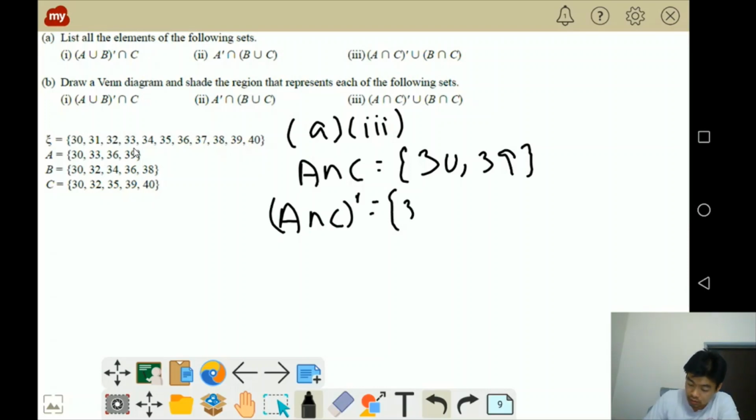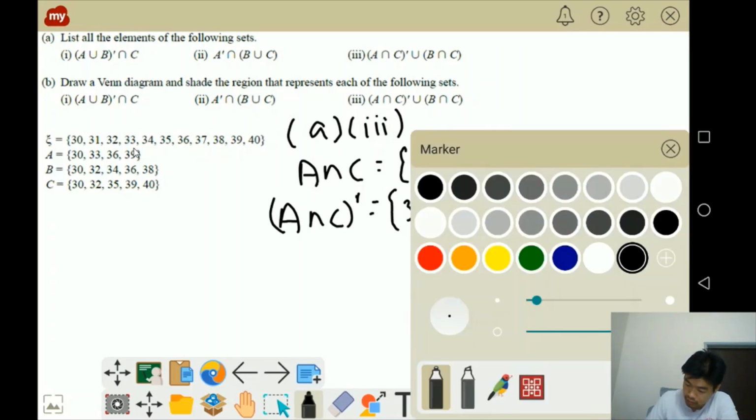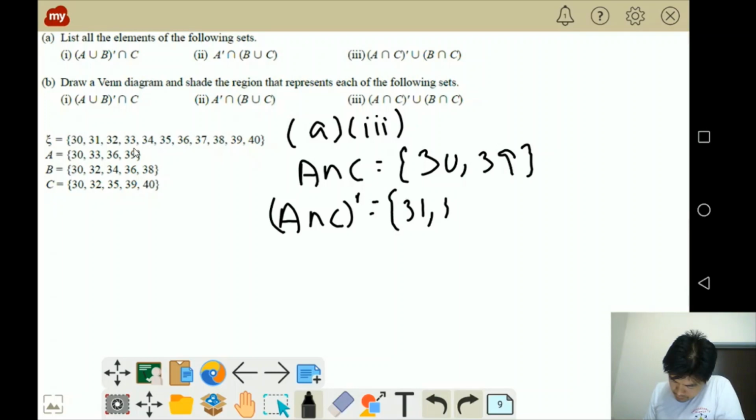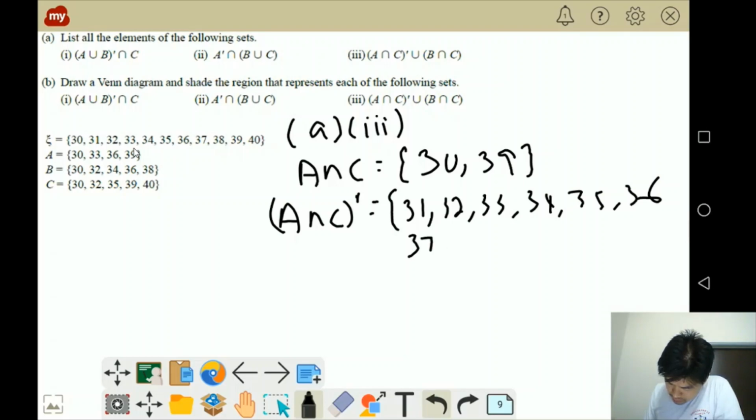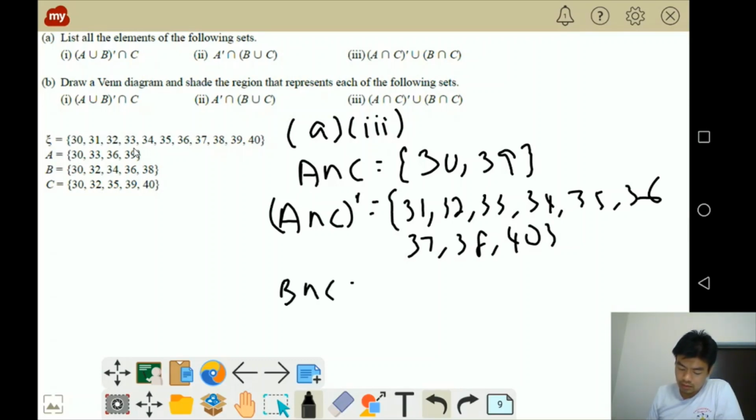So it is 31, 32, 33, 34, 35, 36, 37, 38, and 40. Right? This is your A intersects C prime. Okay, B intersects C. B intersects C, you just look at set B and set C. What are the common elements? 30 and 32, right? 30 and 32.